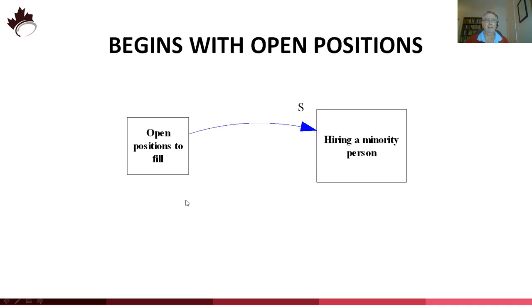Now, let's look at the way the cause and effect relationships work in the model. The system begins with open positions to fill. And the more open positions to fill, the more possibility of hiring a minority person to fill the position. So this is a cause and effect relationship shown by the arrow in this direction. We also label it with an S, which means that these two things move in the same direction. So the more open positions, the more hiring of a minority person. And the less open positions, the less hiring of a minority person. So this means that it's moving in the same direction.